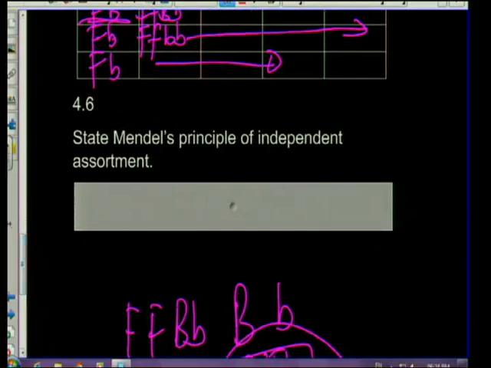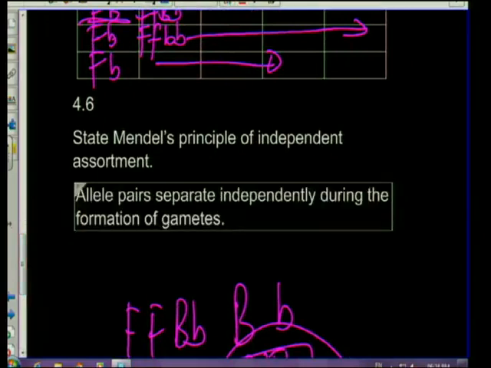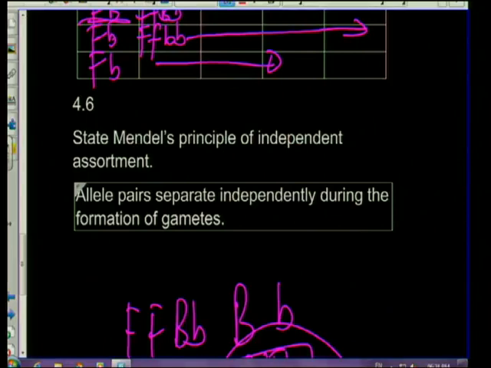State Mendel's principle of independent assortment. Allele pairs. Remember, alleles are in pairs. But when they separate independently during the formation of gametes. What does this mean? It means that, say for example, we have an allele for feather color and we have an allele for beak color.